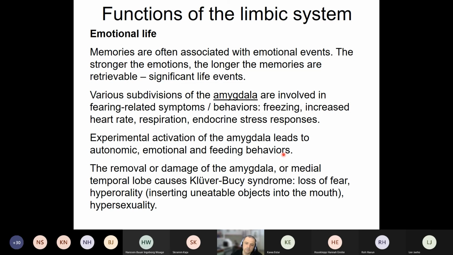The so-called Klüver-Bucy syndrome occurs, which is not very common, but it means the loss of fear, this so-called hyperorality, which means that these animals in experiments, or humans sometimes, but luckily not very commonly, put all possible objects into the mouth, which one wouldn't eat. And also a certain kind of hypersexual behavior is characteristic for these experimental animals. So people this way could identify the significance of the amygdaloid area and the neighboring brain regions.